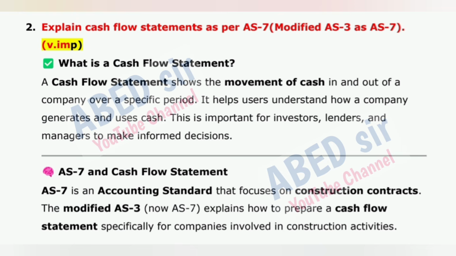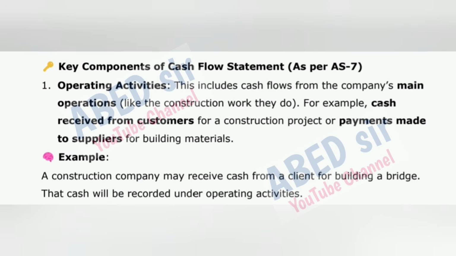AS 7 and cash flow statement. AS 7 is an accounting standard that focuses on construction contracts. The modified AS 3, now AS 7, explains how to prepare a cash flow statement specifically for companies involved in construction activities. Key components of cash flow statement as per AS 7. 1. Operating activities. This includes cash flows from the company's main operations, like the construction work they do.